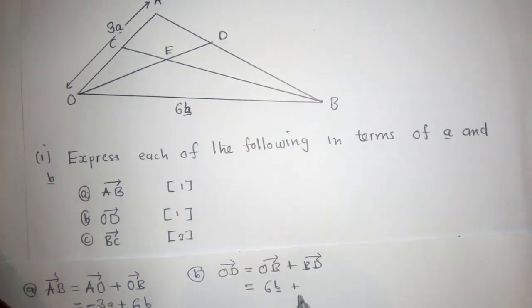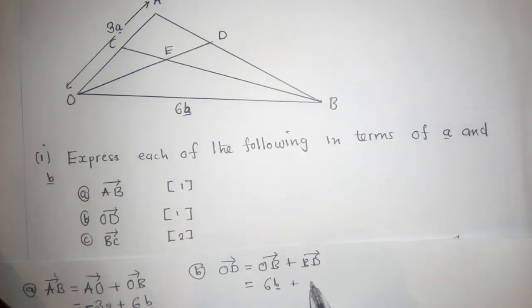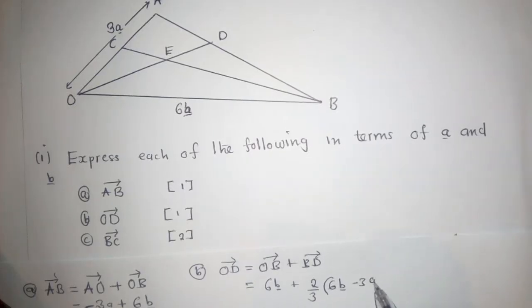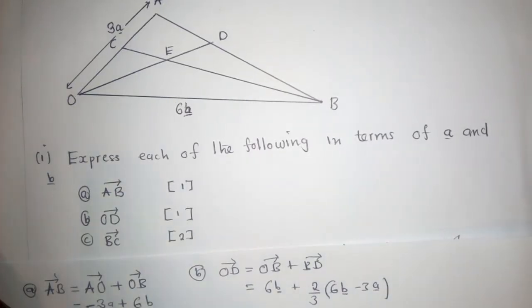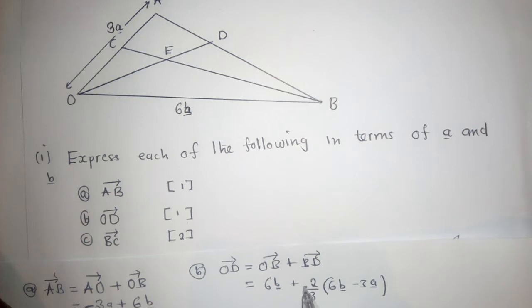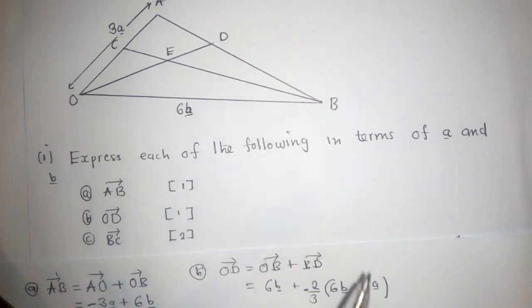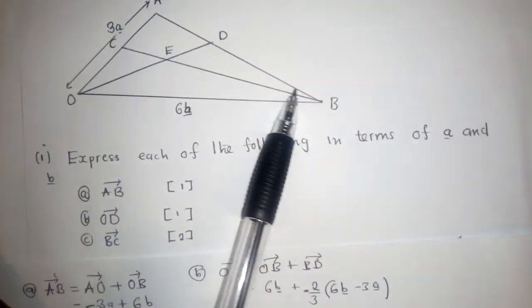So for BD, we are going to say 2 over 3 of 6B minus 3A. In fact, it's supposed to be a negative here. We're supposed to have a negative because it's an opposite direction. We're talking about BD.